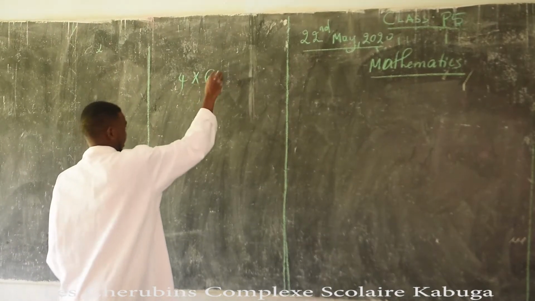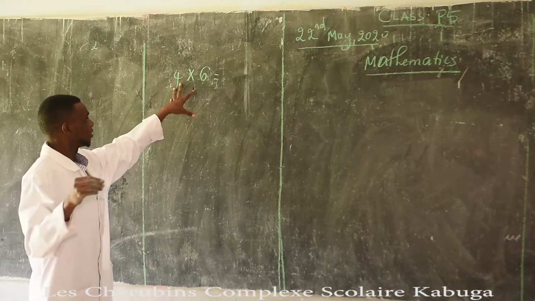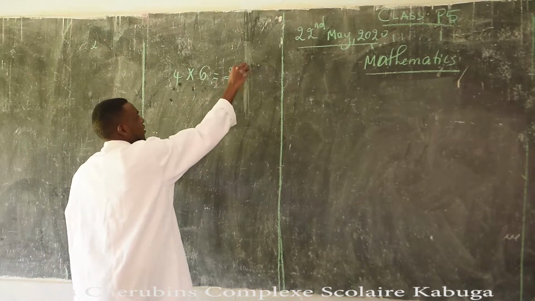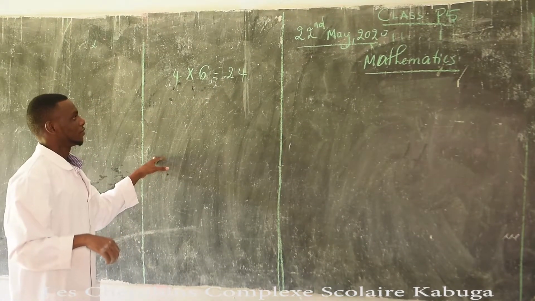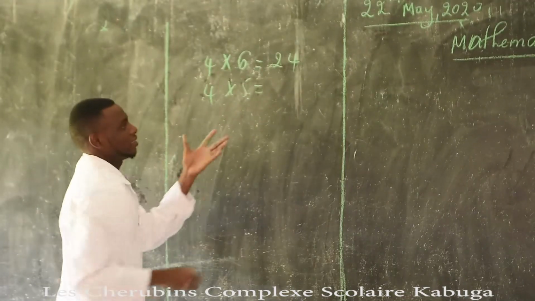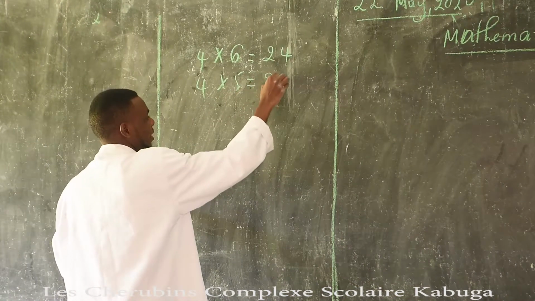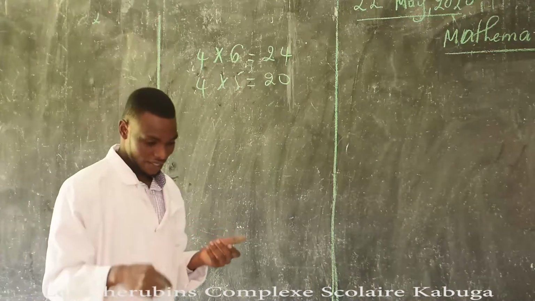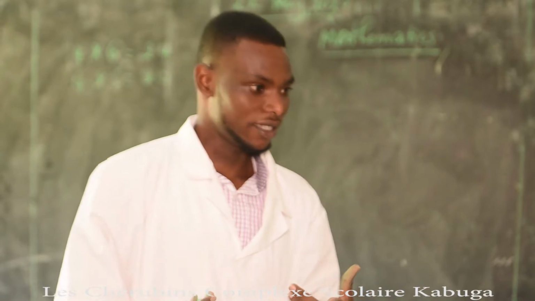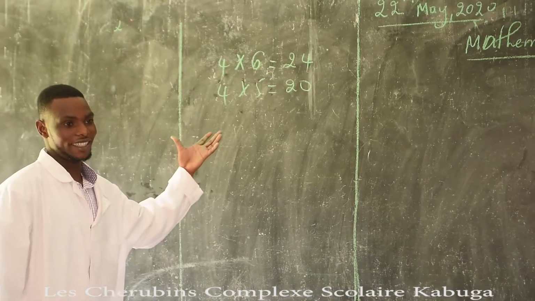Four times 6 is equal to what? 4 times 6 is equal to 24. 4 times 5 is equal to what? 4 times 5 is equal to 20. So may I ask you one question? Who can actually tell me any 3 multiples of 4?